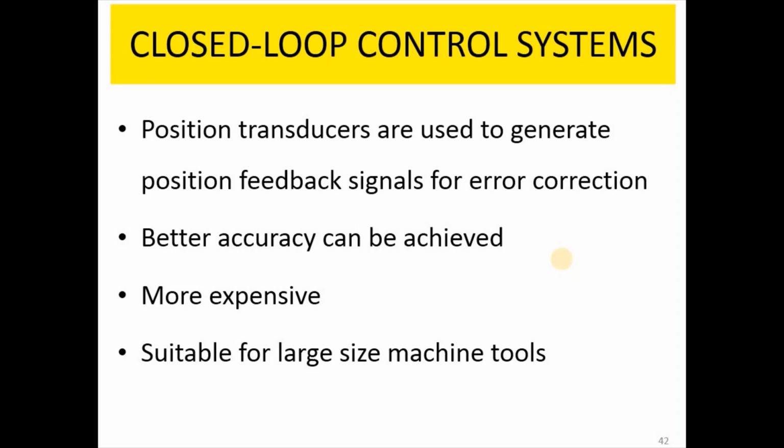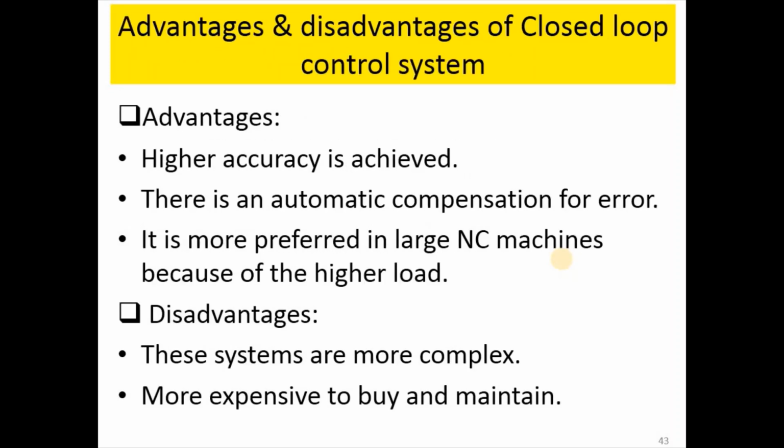Better accuracy as compared to open loop, more expensive as compared to open loop, and it is suitable for large size machines. So the advantages: accuracy is achieved, automatic compensation for error, more preferred in large NC machines because of higher load. And the disadvantages are that it is more complex, and it is expensive to buy and maintain.